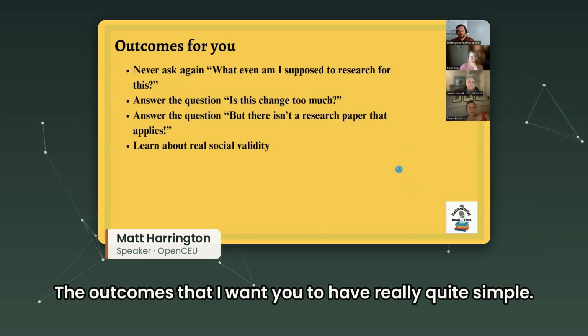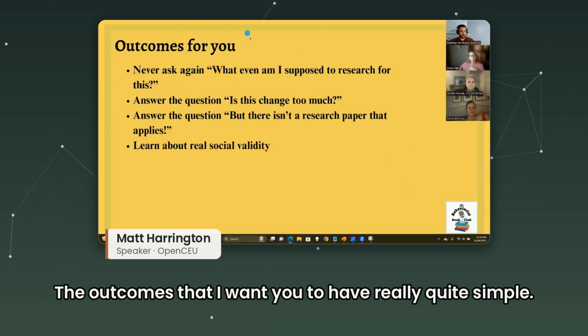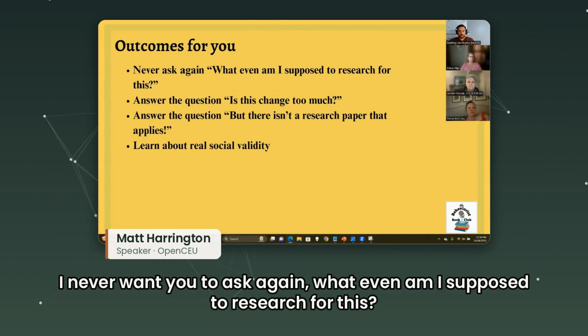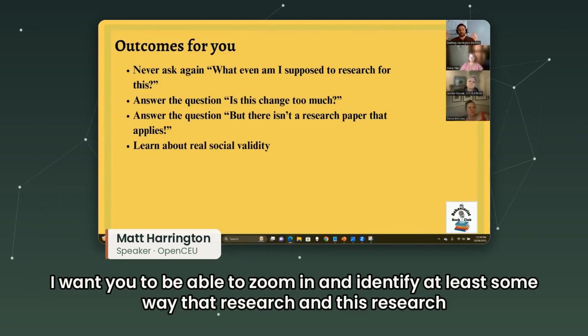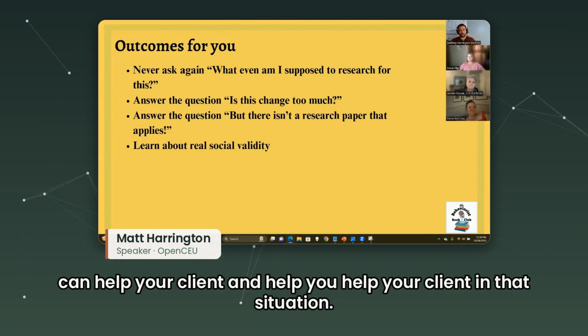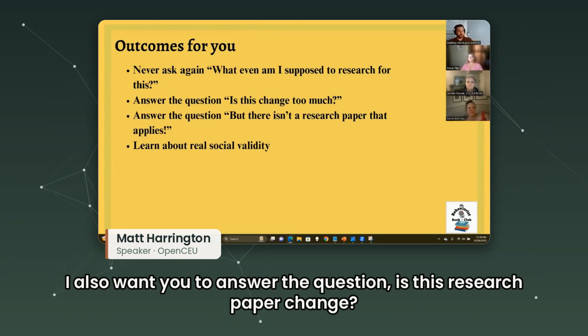The outcomes that I want you to have are really quite simple. I never want you to ask again, what even am I supposed to research for this? Regardless of the amount of information or the complexity of the topic, I want you to be able to zoom in and identify at least some way that this research can help you help your client in that situation.